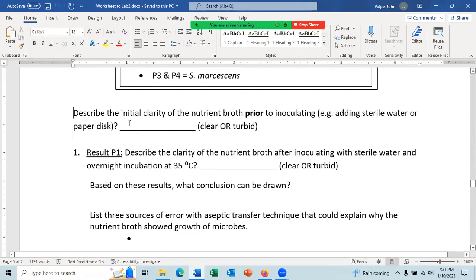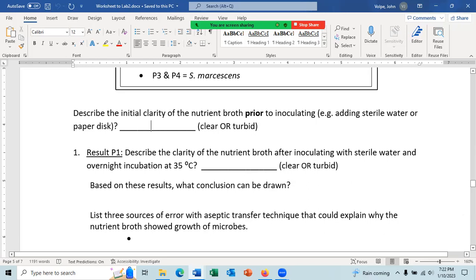Describe the initial clarity of the nutrient broth prior to inoculating it with sterile water or the paper disc. And we did give you a picture of that, and that's up further in the manual. And then question 1 for procedure 1, describe the clarity of the nutrient broth after inoculating with sterile water. Was it clear or turbid? Based on these results, what conclusion can be drawn? Make sure your conclusions come from the table.